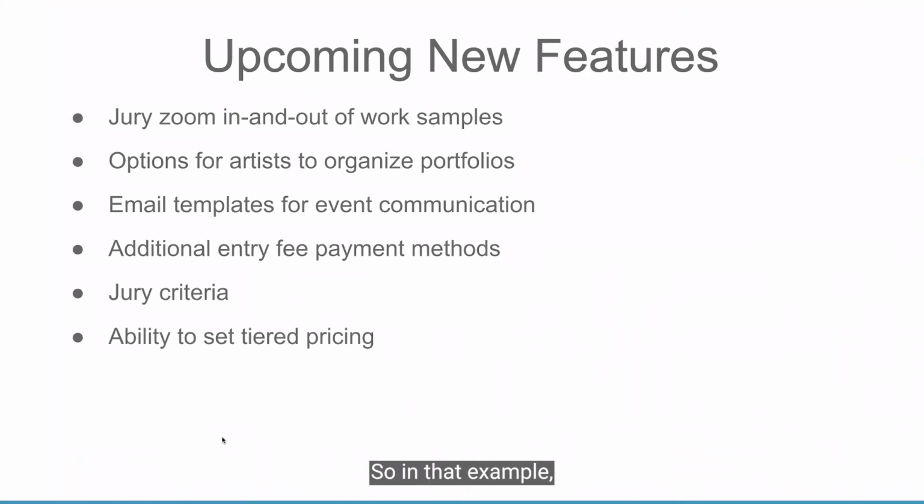So in that example, your entry fee could be 1 to 3 images, and your additional media fee would apply to the 4 to 6 images. Essentially, this tiered pricing feature would allow more flexibility and customization for how you charge your entry fees, and hopefully eliminate some of the headaches that are caused by having a minimum number that artists must adhere to in order to get a fair number of entries for their entry fee.